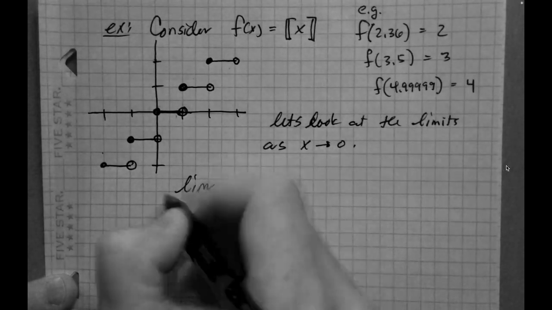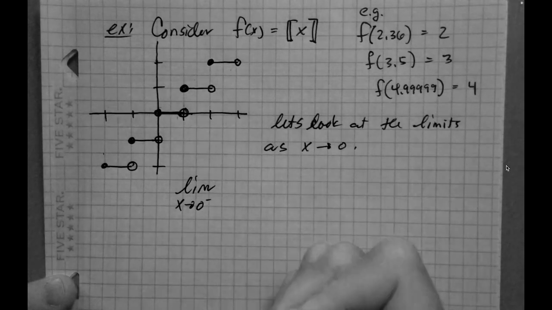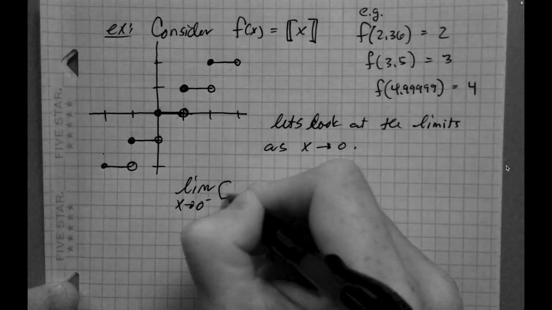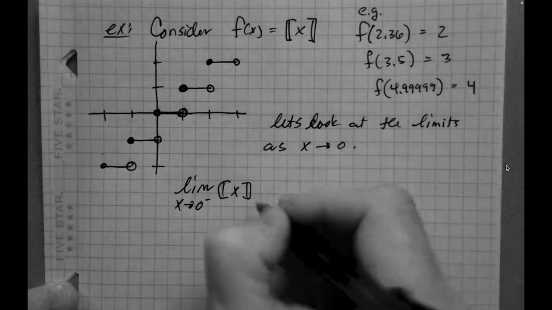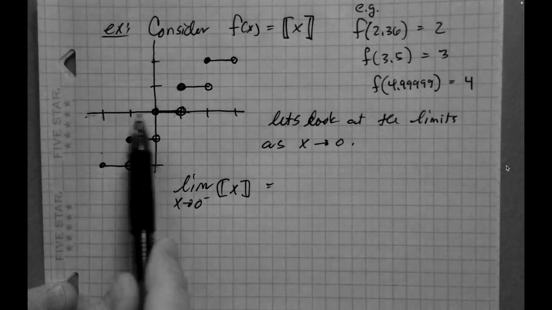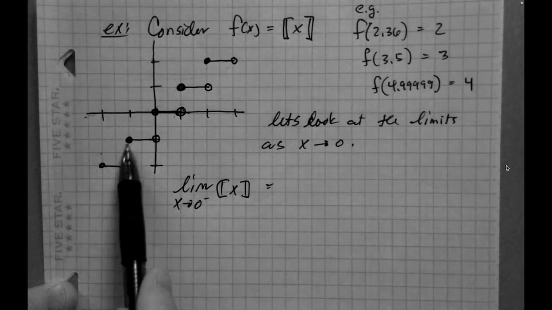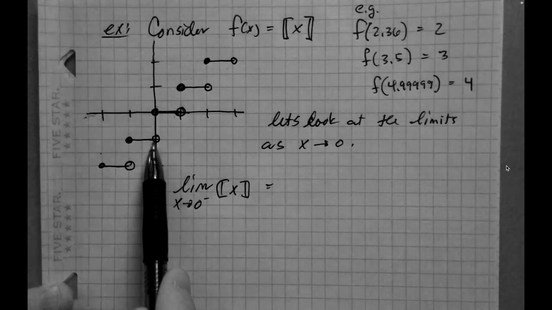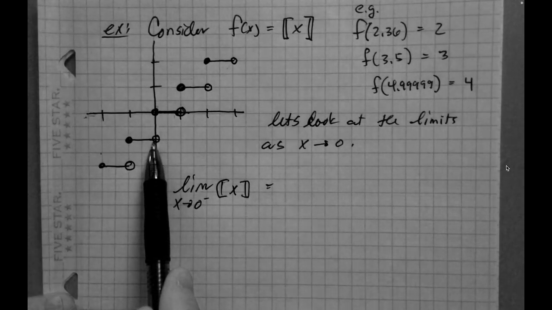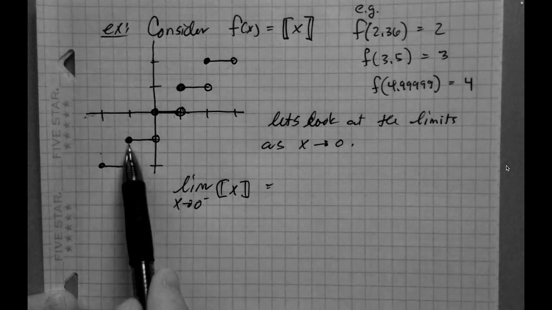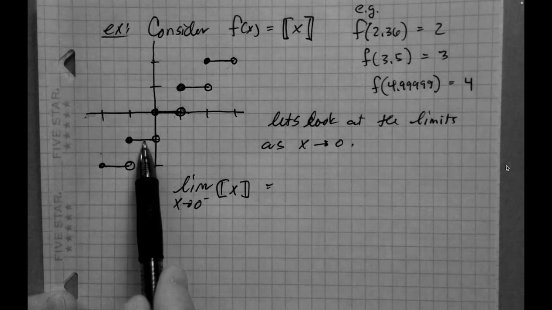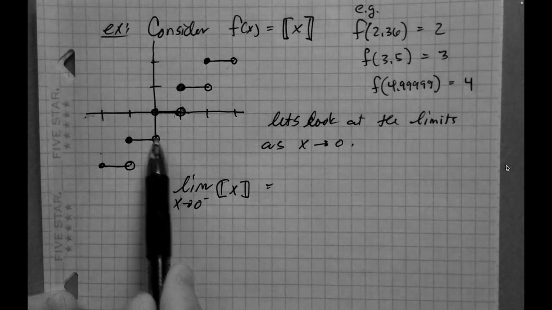So the limit as x approaches 0 from the left-hand side of this function. What would happen? We're approaching 0 on the x-axis. First we'd be down here, then we would jump up here. As we get closer and closer to 0, we would be down here, and the limit would look like -1.